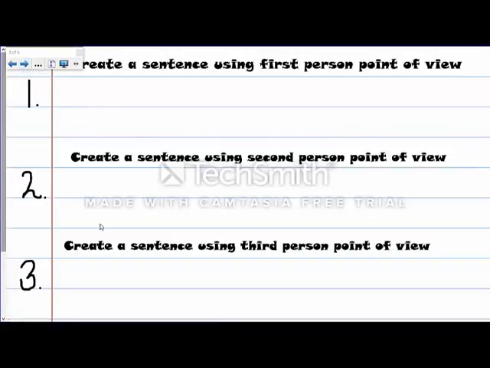The next activity is a little more complex. You're going to be creating your own sentences using first person, second person, or third person point of view. So can I have Grady up here to do it first? I'm not going to help you. I want to see if you remember the pronouns you would use when using first person.